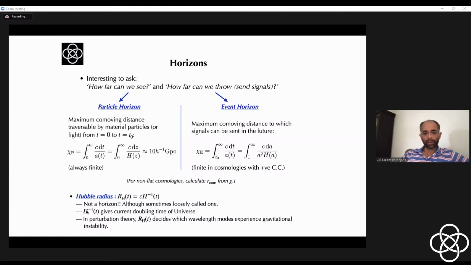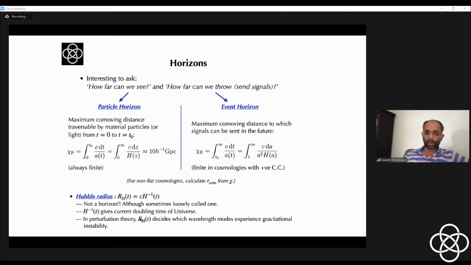And more interestingly for us, from the point of view of structure formation, when we study perturbation theory, we will see that this particular length scale decides which wavelength modes experience gravitational instability. And I will not have time to give you the mathematical equations which show you this very clearly. But instead, I will right away give you a very intuitive and physical understanding of this. Basically, think of it as the following: space is expanding, right? And the speed of light is finite.